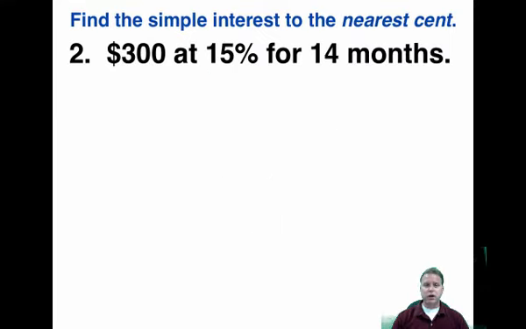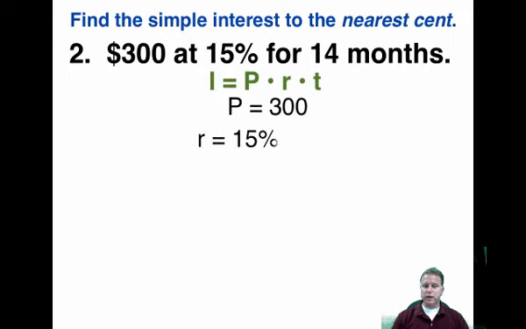Number 2, $300 at 15% for 14 months. Remember our formula. We're going to use I is equal to P times R times T. Now this one gets a little tricky. The principal is pretty straightforward. It's $300. Our rate is pretty straightforward. It's 15%. What would that be as a decimal? Move 2 spots to the left and we get 0.15.